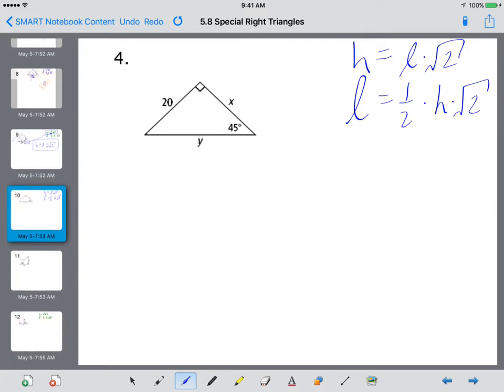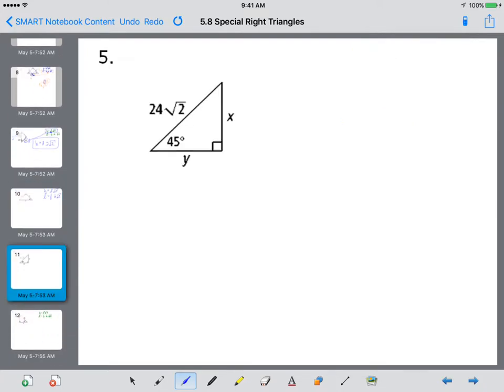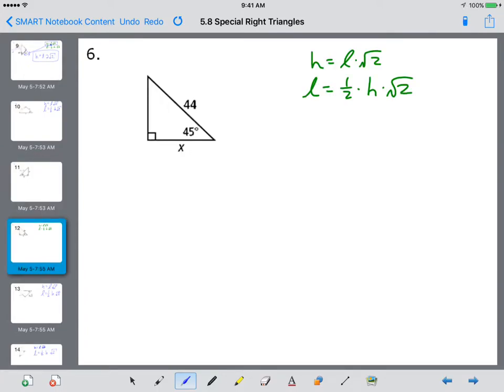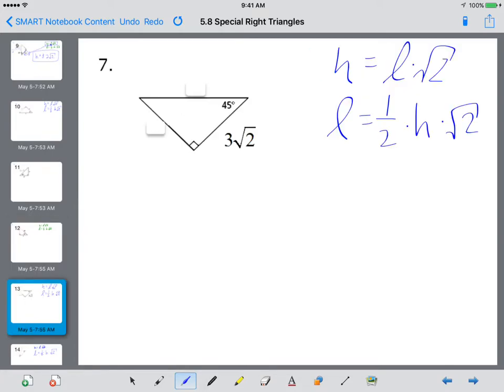Example 4, I'm going to let you try. Example 5, I'm going to let you try. Example 6, I'm going to let you try that one. Example 7, I'm going to do with you, and 8. Those examples in between, if you have questions, ask Mr. Ryan for help or ask him to check your answers when you attempt to do those.